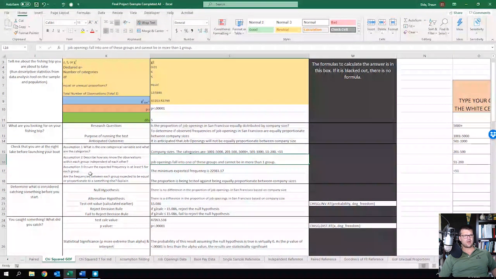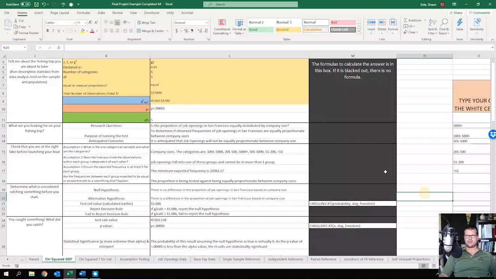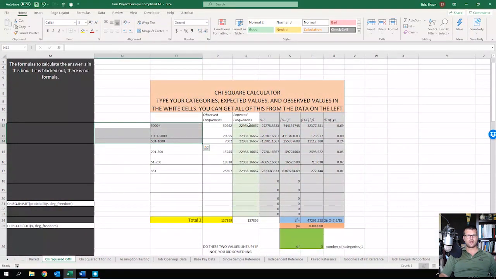Next, assumption 2, describe how you know that the observations within each group are independent of each other. So job openings fall into one of these groups and cannot be in more than one group. And then next, ensure that the expected frequency is at least 5 for each group. And so just come over here and say, okay, what is the expected frequency? We haven't talked about this yet. So the expected frequency is essentially this total number divided by the number of categories.